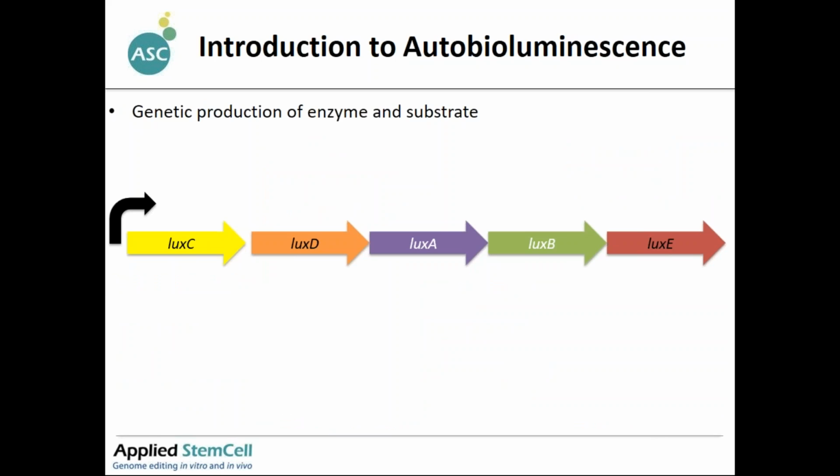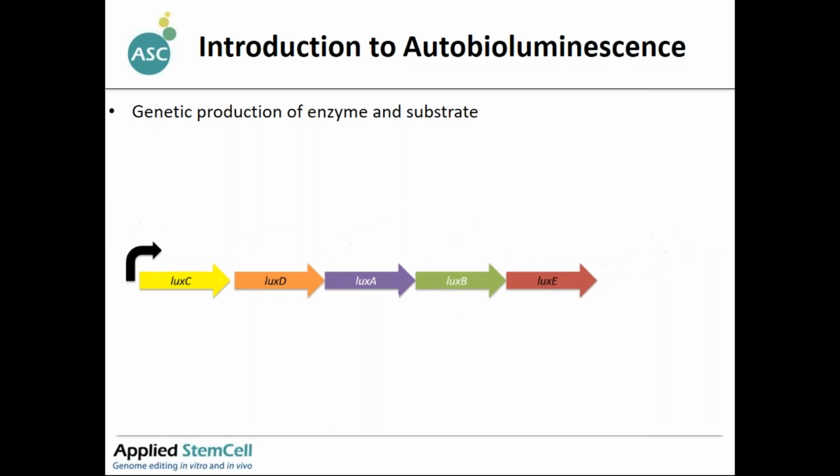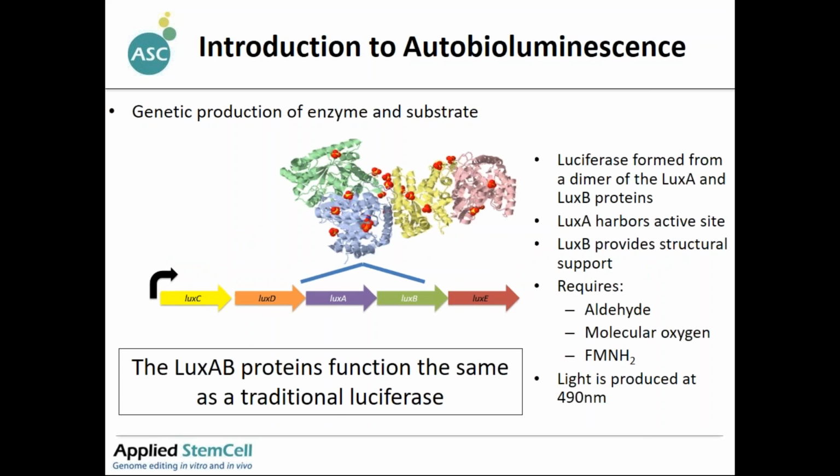The genetic pathway for autobioluminescence, which I will refer to as the Lux cassette, consists of multiple genes that encode proteins to produce both the luciferase enzyme and the luciferin substrate. The LuxA and LuxB genes encode a luciferase dimer that functions just the same as a traditional luciferase.